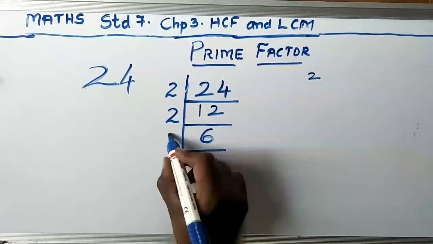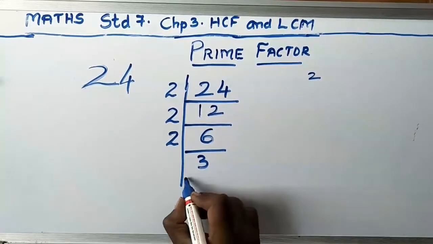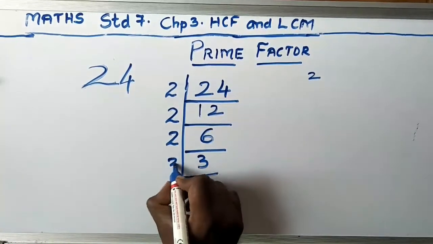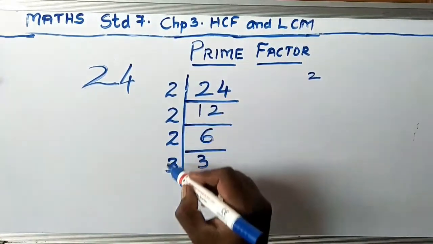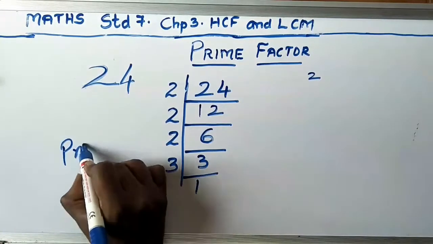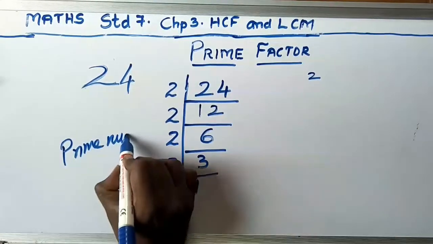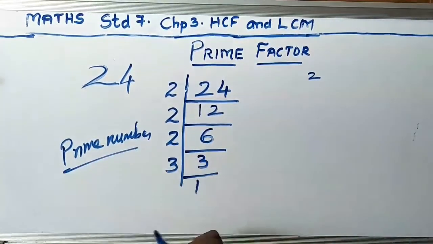Again 6 goes in 2 table. How many times? 3. 3 goes only in 3 table. 1. Till you get 1, you should find the numbers. Now this number should be only a prime number. I think this is clear for you.